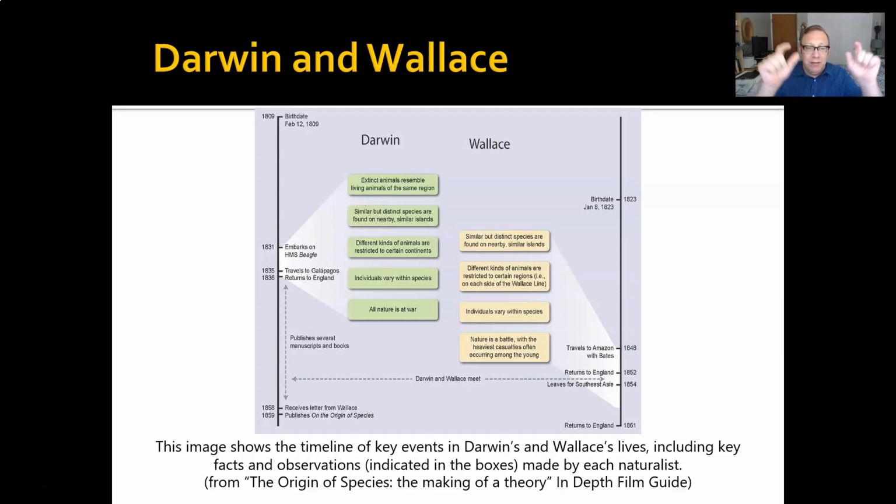So both men independently came up with similar observations about the world that point to similar explanations. That's a pretty good sign that a theory might be correct. Anytime you have multiple independent lines of evidence pointing at the same thing, you can be more confident that that is the correct explanation.